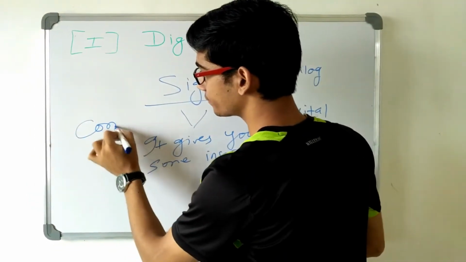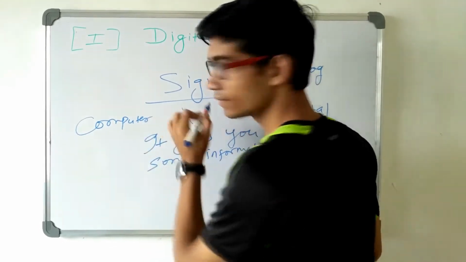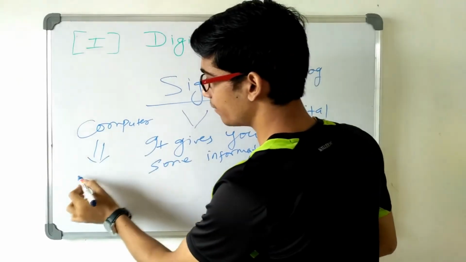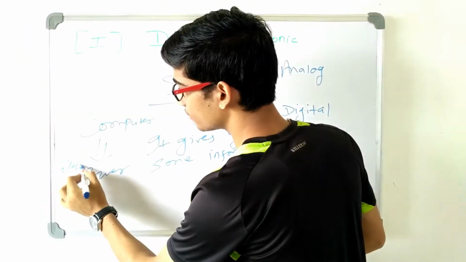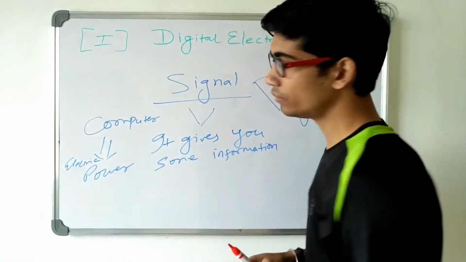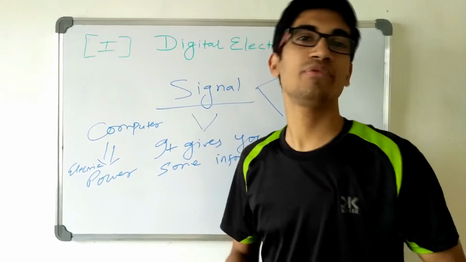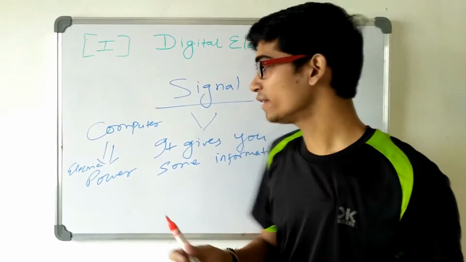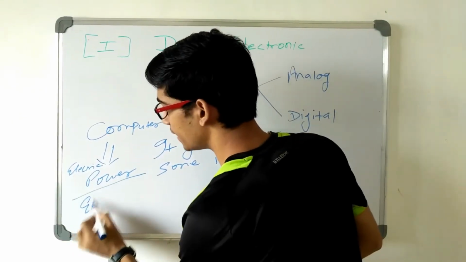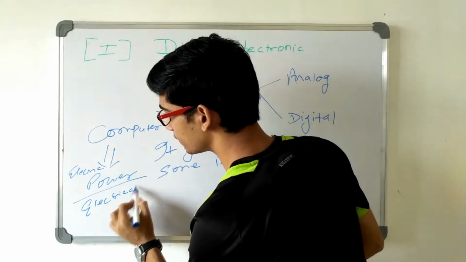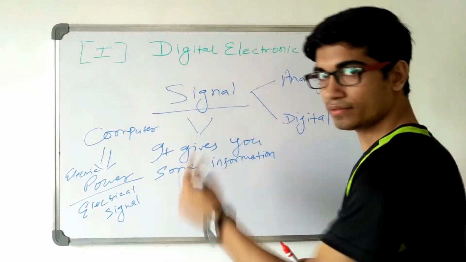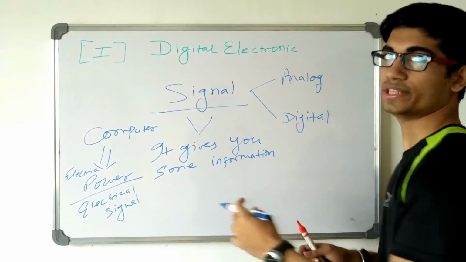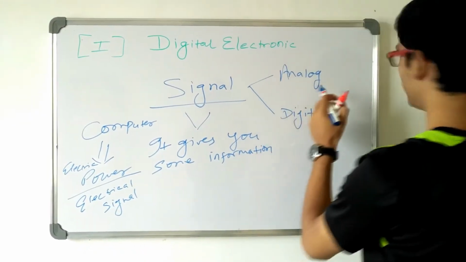Okay, so a computer runs on electric power. Have you imagined how a computer understands human beings? Through this electric power, through electrical signals. See, I will make the whole idea clear to you, how we are doing this. Okay, so now let us jump to analog.